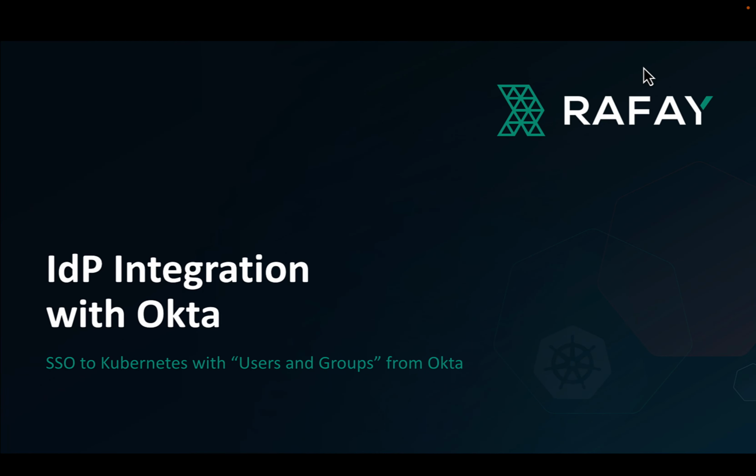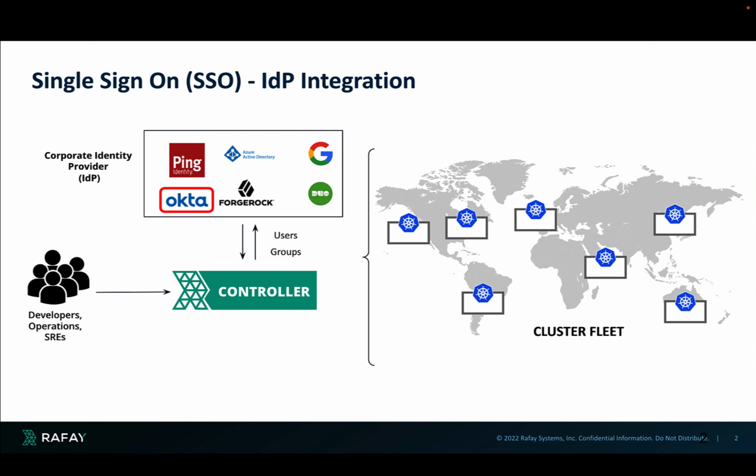Hello. In this video, we will look at how Rafay can be integrated with Okta to perform single sign-on to Kubernetes clusters with both users and group information coming from Okta. Rafay supports an integration with all identity providers to provide a single sign-on experience for users in an organization. Both user information and group information can be received from an identity provider like Okta.